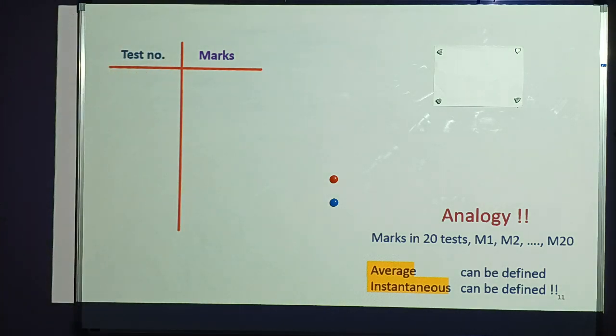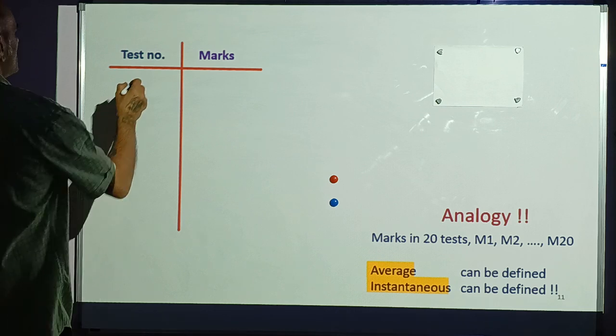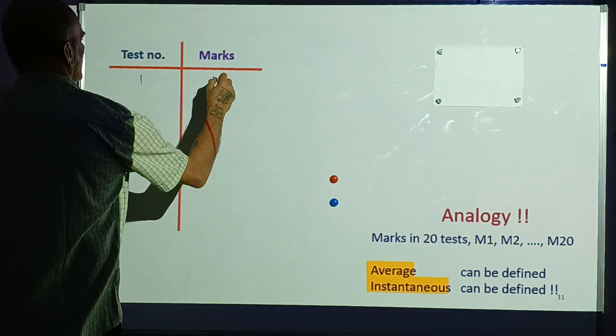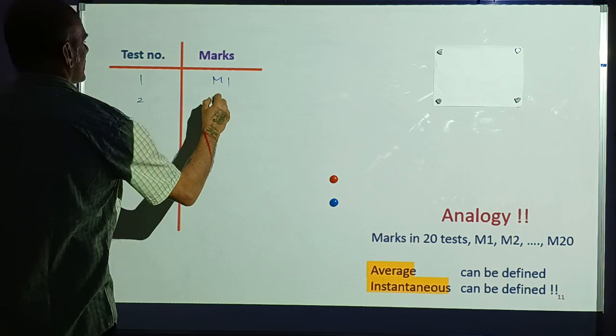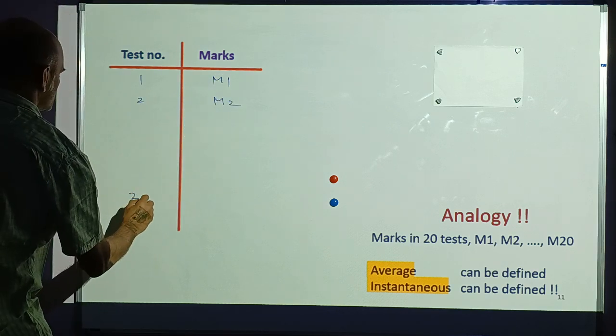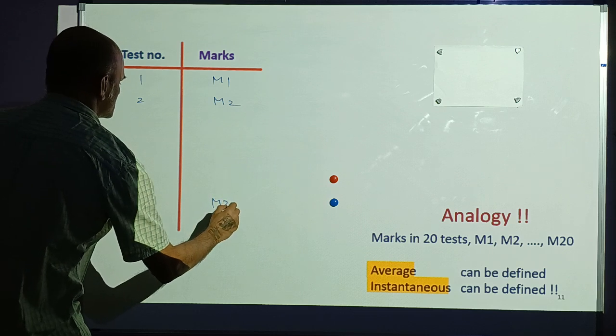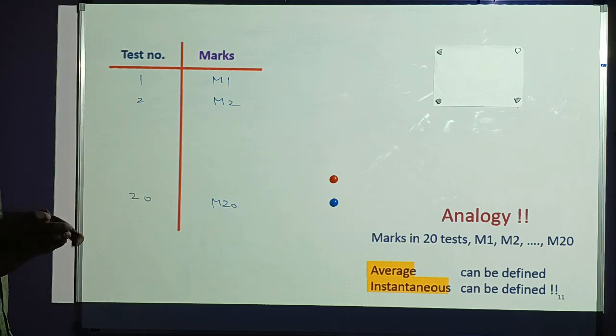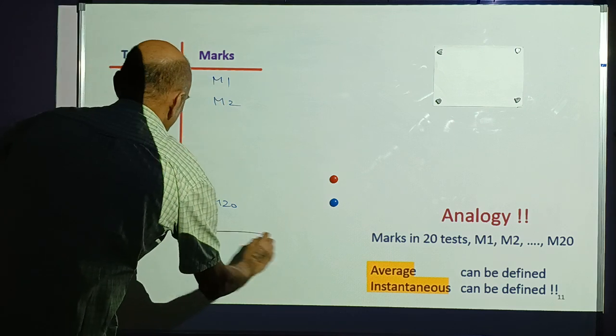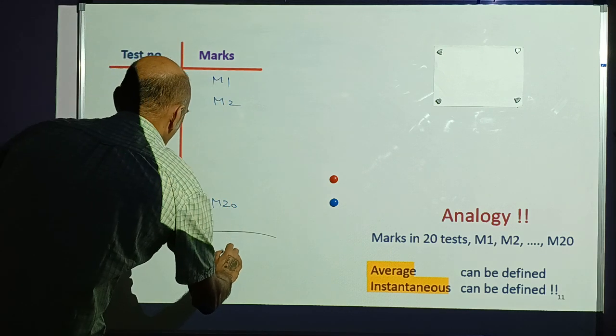To get a better understanding of average and instantaneous values, let me take an analogous situation. Consider a student taking some tests, say 20 tests, and the corresponding marks are M1, M2, and so on up to M20. So in test number 1, the mark is M1. Test number 2, M2. So totally there are 20 tests, and the mark in the 20th test is M20. One way to figure out how the student is performing is to take the total of these 20 tests and divide by 20. So that will give you one average.